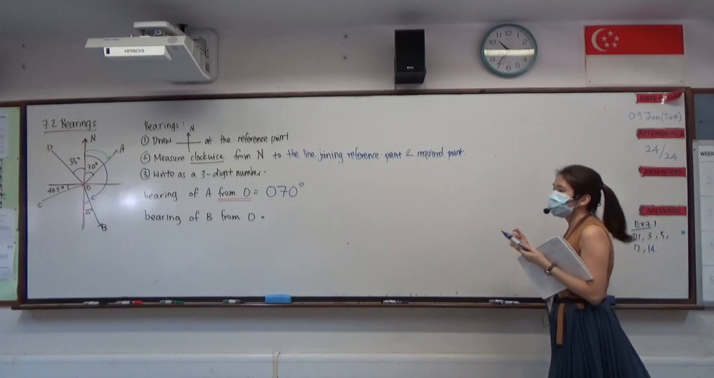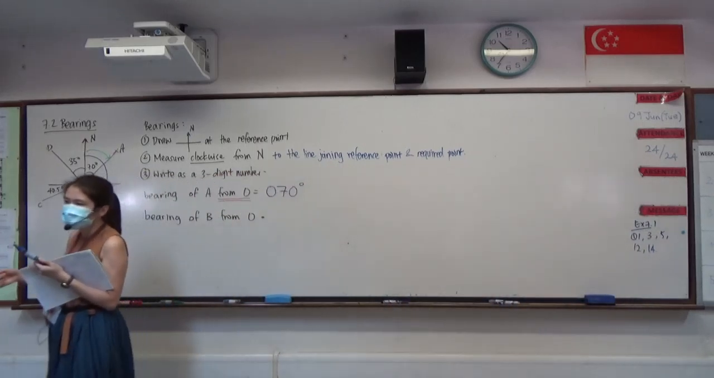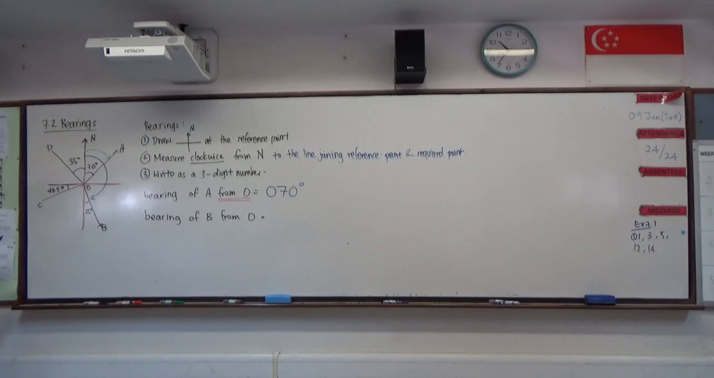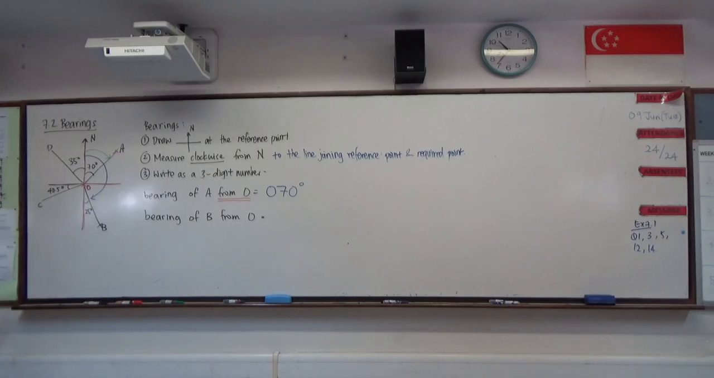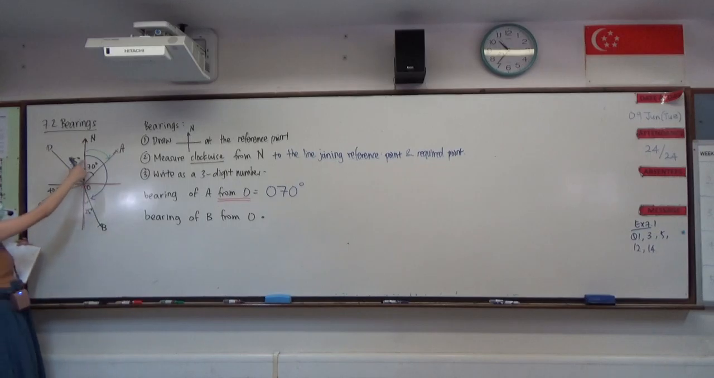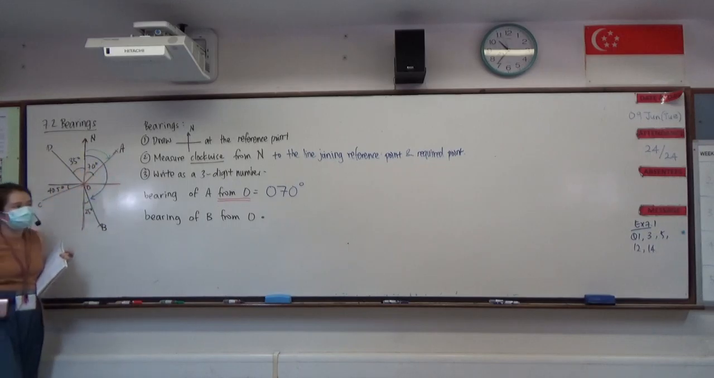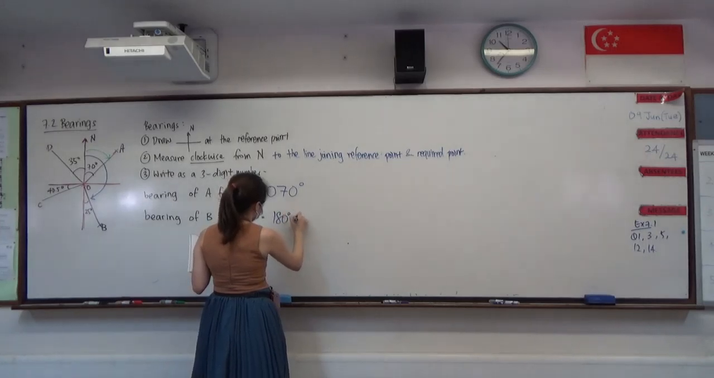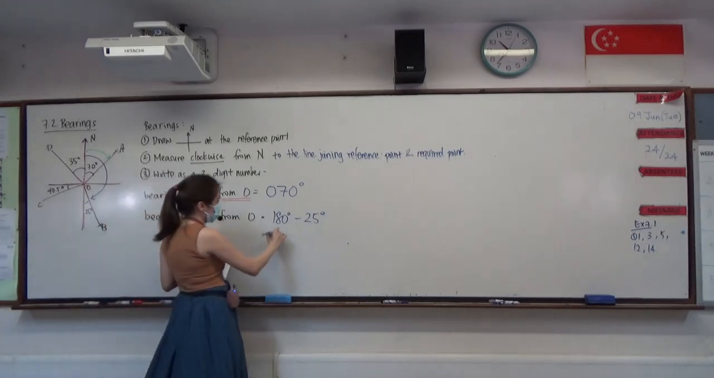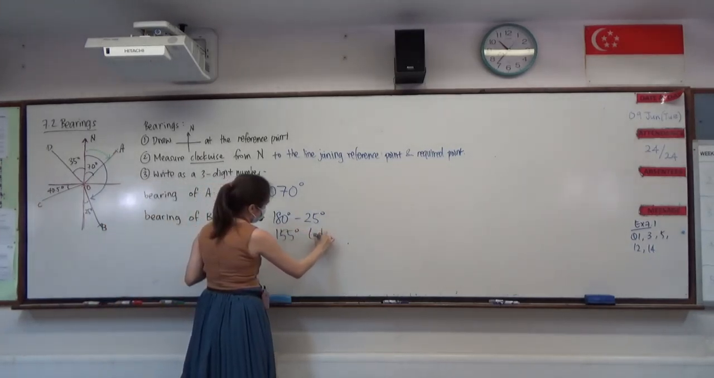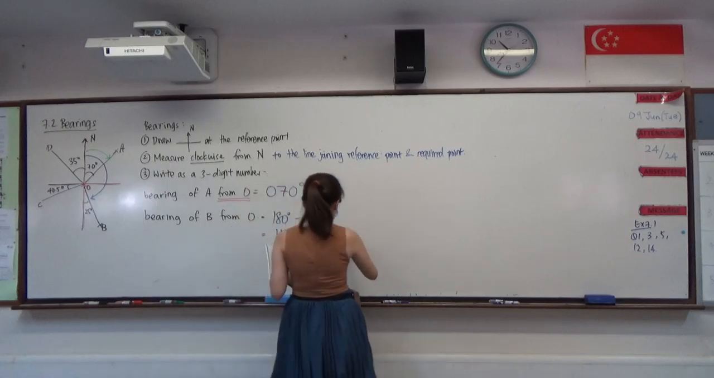So in this case, to find the bearing of B from O, not all the time is the diagram going to be drawn to proportion, so we cannot always be using the projector itself. What we've got to realize is that the north line over here is always going to be a straight line. Because it is a straight line, we take 180 degrees minus 25. So 180 minus 25 will give us 155 degrees, because we apply this property of angles on a straight line.